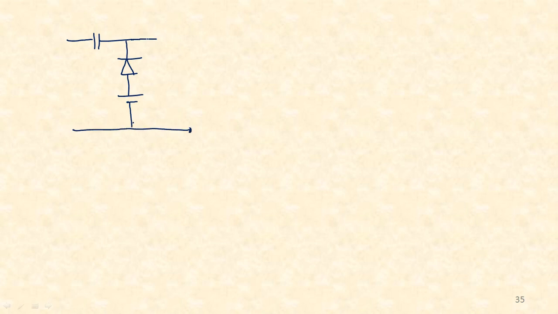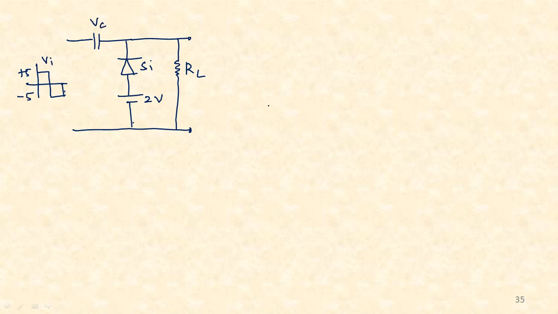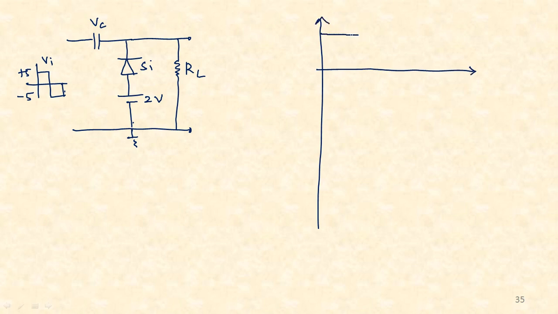Okay, and RL, so silicon diode, 2 volts battery, and the input was a square wave, plus phi, minus phi being the voltage levels, and Vc was the capacitor. Okay, fine. So going by the shortcut steps, that's the input, time period, Vi plus phi and minus phi.